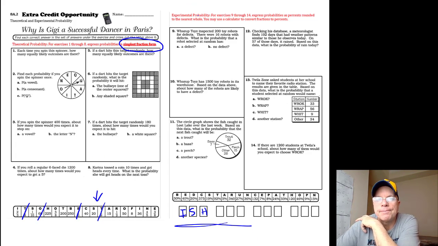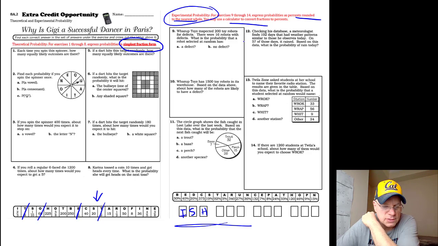Then you go over here and you have experimental probability for exercises, and you can use a calculator on these. For exercises 9 through 14, express probabilities as percents rounded to the nearest whole. You may use a calculator to convert fractions to percents. So we practiced that on the bagel shop problem just now. Find these experimental probabilities, express them as percents to the nearest whole percent, and then you'll find them down here.